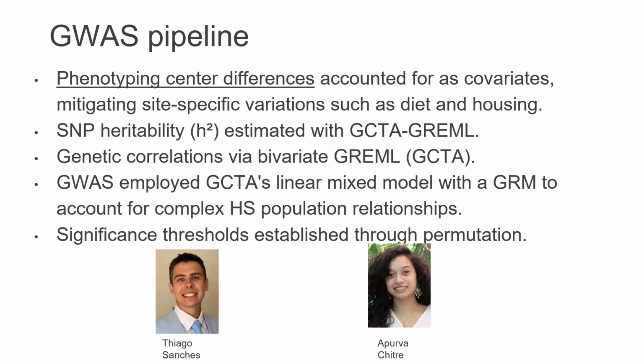For GWAS, we've also used a genetic relatedness matrix to account for the complex relationships in this HS rat population. And for GWAS, we have calculated the genome-wide significance threshold using permutation. For our downstream analysis, for calculating the SNP heritability and GWAS, we have used the software GCTA.